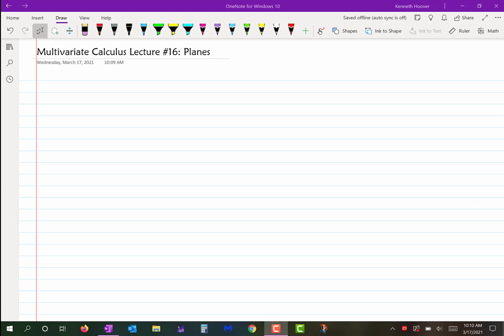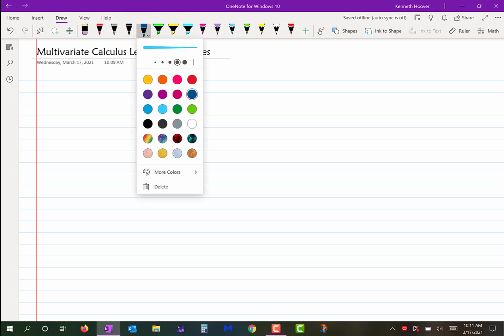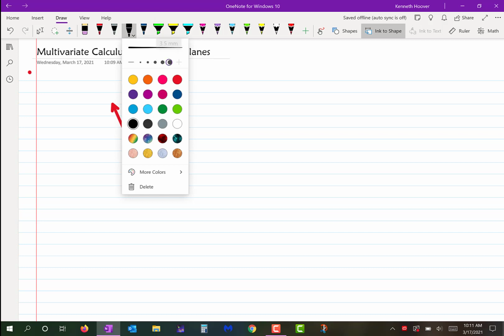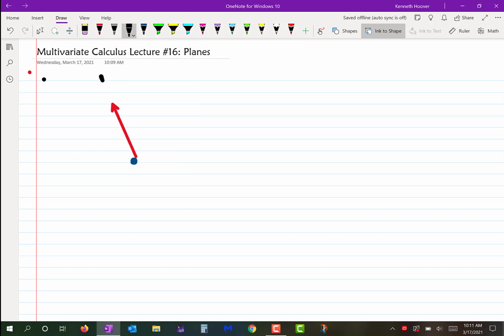Okay, today we're going to talk about equations of planes. Now, with lines, in the previous lecture, I want to remind you of something. To write the equation of a line, we had to have a point, and that told us the location of the line. And then we also needed a vector, and that told us the direction of the line. And with those two things, then we could draw a line. Okay?